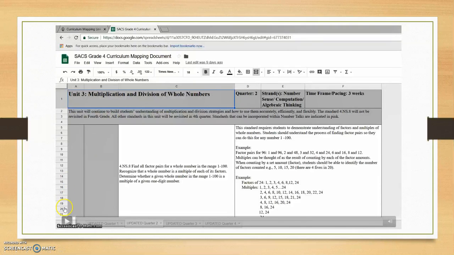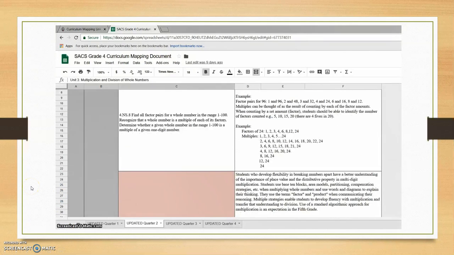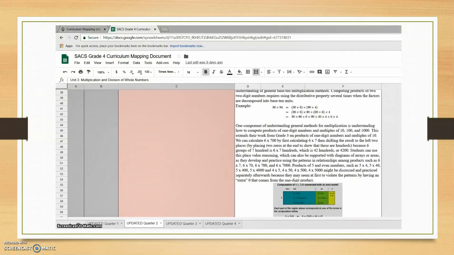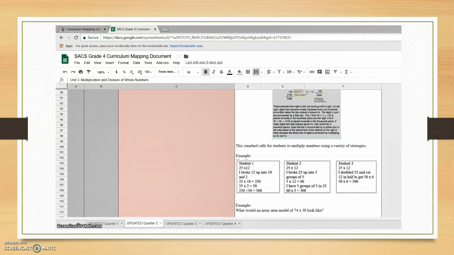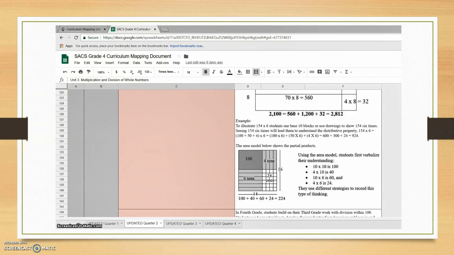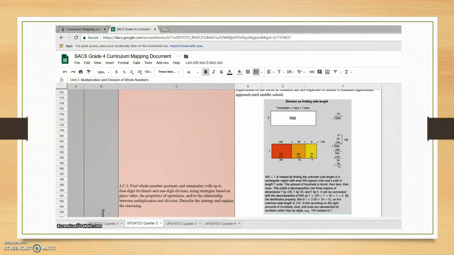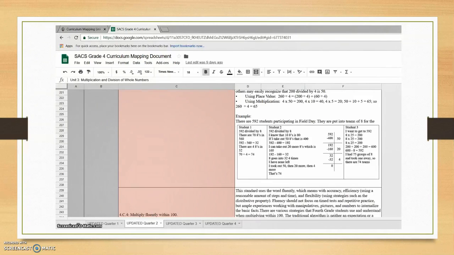You will notice in that video, and I'm going to play it again as I talk, that there are multiple standards within a unit. As you look at the map, just know that the standards are not in a priority order. So the first standard within a unit does not necessarily need to be the first standard that you teach within that unit.